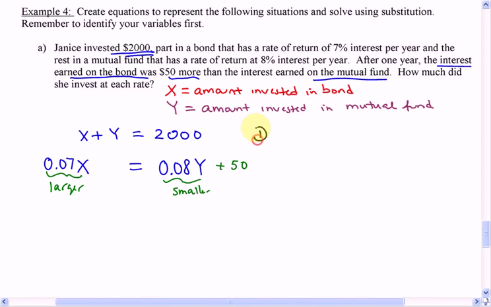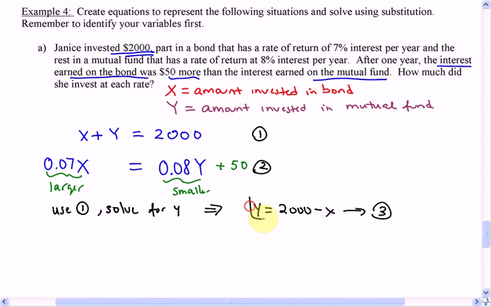Congratulations, dear friends. Here's equation number 1, here's equation number 2. Now go ahead and solve. I'm going to use equation number 1, solve for y. Y equals 2,000 minus x. Let's call this equation number 3, and let's now substitute equation number 3 into number 2. So this is the same kind of stuff as we did before, right? No big change.